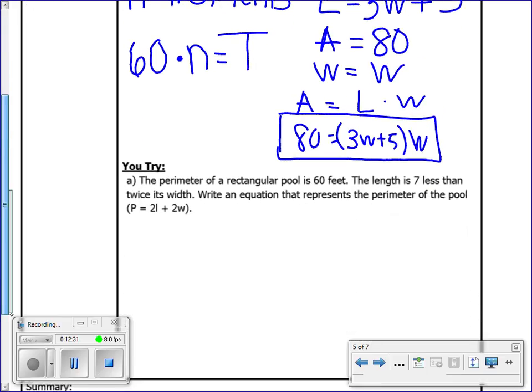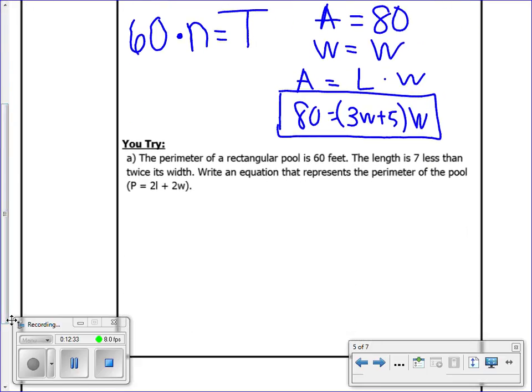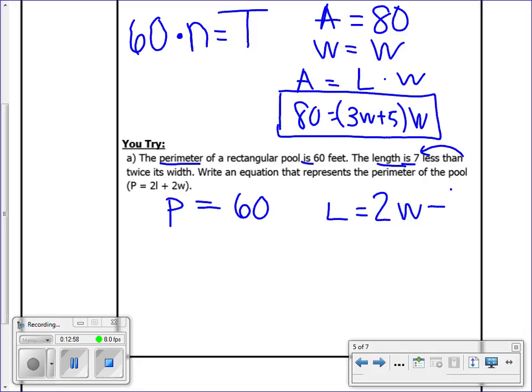For the Utry, we're asked to find the perimeter of a rectangular pool is 60 feet. So we know P, perimeter, is P equals 60. The length, so L equals, is 7 less than twice its width. Again, it's a switch word, so we have to start from the back. Twice its width, 2W. Less than is minus, and 7 came in the front. So L is 2W minus 7.